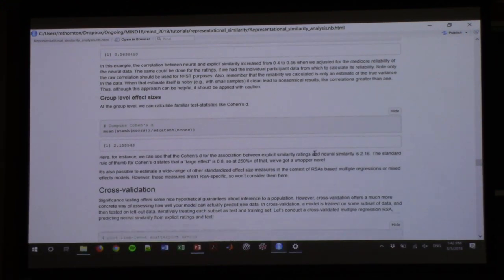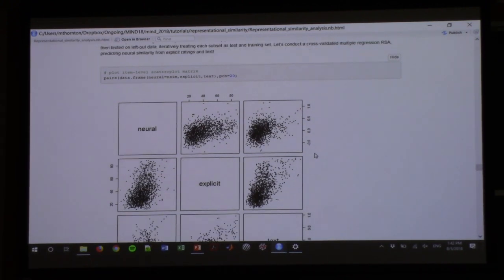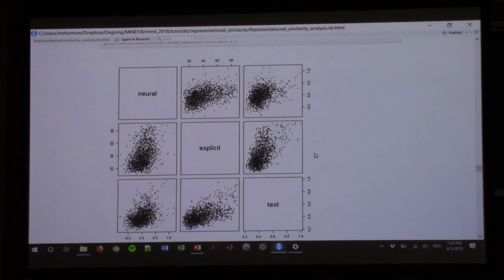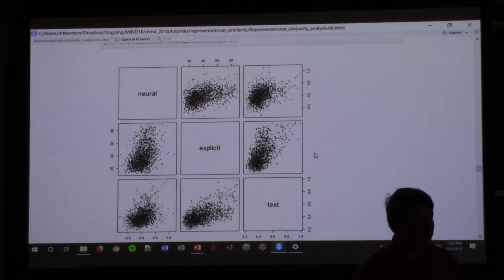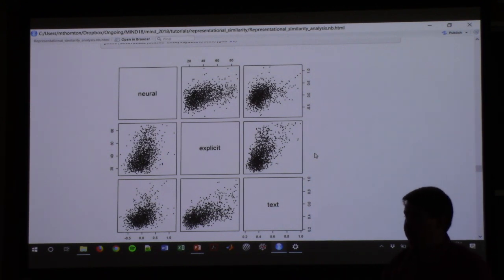Next, I'm going to talk a bit about cross-validation. So we have multiple measures of similarity. We've already talked about the two you can see on the screen there, the neural similarity between these famous people and the explicit ratings. But we also have another measure of similarity. This is how similar their Wikipedia biographies are to each other. So we scraped all the biographies of the 60 famous people from Wikipedia, and we just did a bag of words approach because word embedding things weren't really that popular back then. And we compared how similar the frequencies of the different content words are to each other.